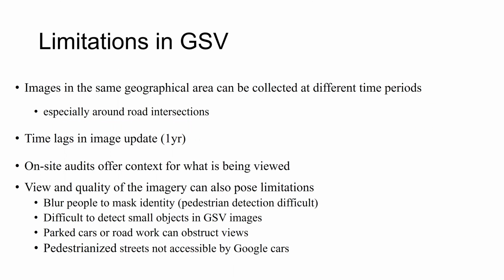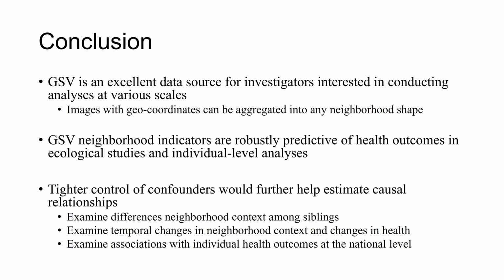But I would say there are plenty of limitations, of course, with any data set. There are time lags, and the time lags are worse for rural areas. Google will blur out people's faces, so it makes pedestrian detection more difficult, and small objects are hard to detect. You have to work with parked cars that obstruct some views of the neighborhood features. And streets that are not accessible by Google cars won't show up in Google Street View images.